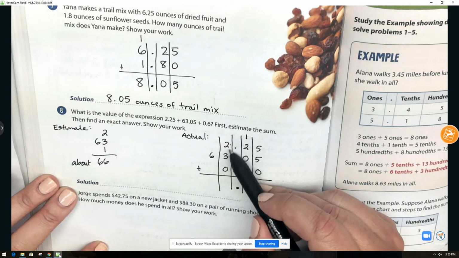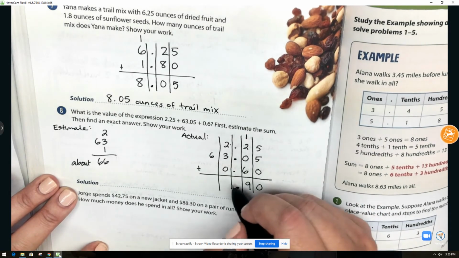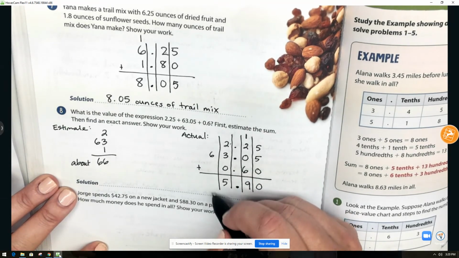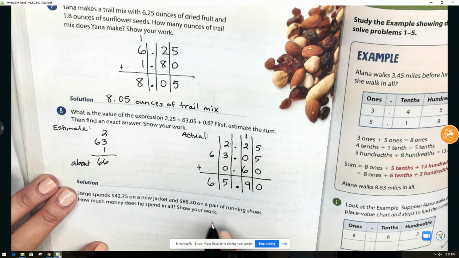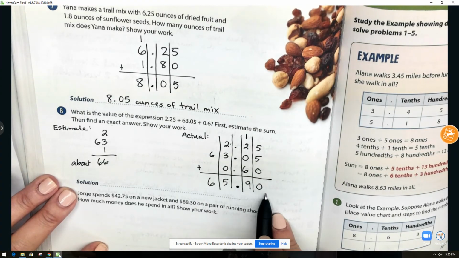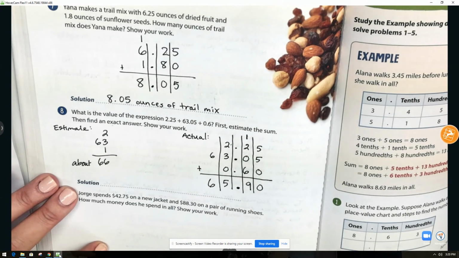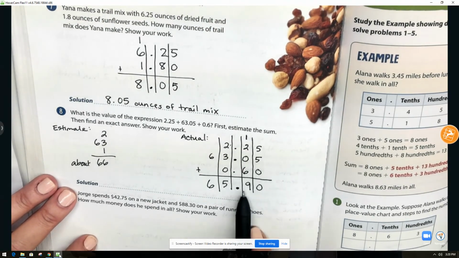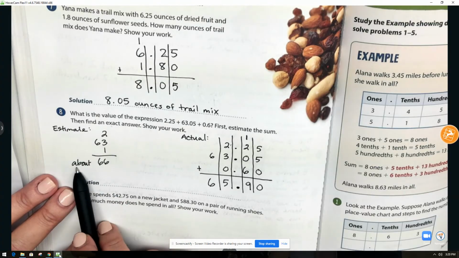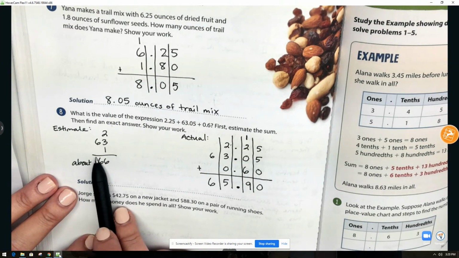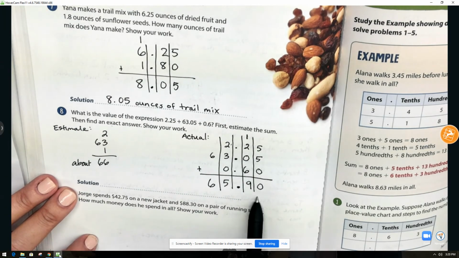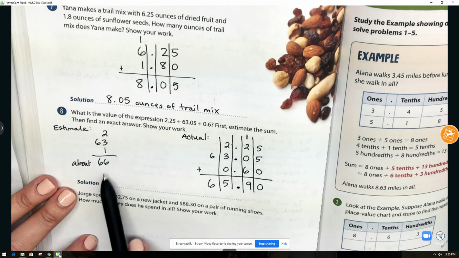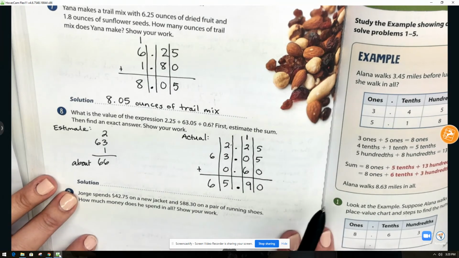Then 2 plus 3 plus 0 is 5, and then 6 plus nothing is 6. So my actual answer is 65 and 90 hundredths, or 65 and 9 tenths. So we got really close. Our answer was about 66. That was our estimate. And our actual was 65 and 9 tenths, which is extremely close to 66.